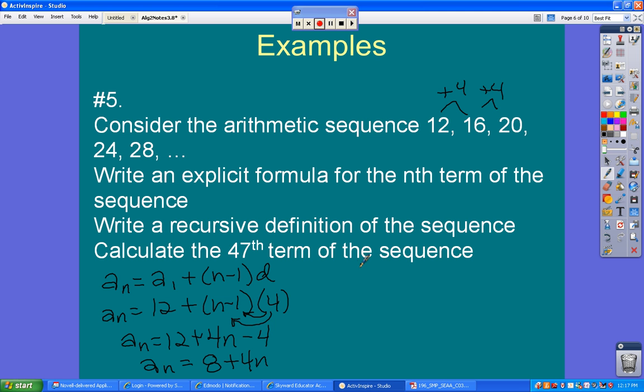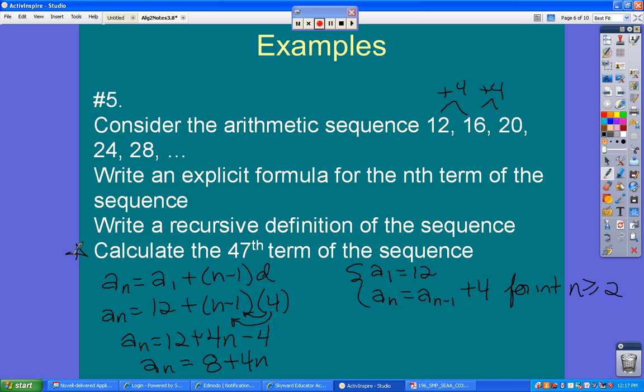Recursively, what would it look like? What is the first term? 12. What is the recursive rule? What am I doing each time? I'm taking the term before it. I'm adding 4. When am I doing this? For integers n, not 1, I'm going to start with 2.